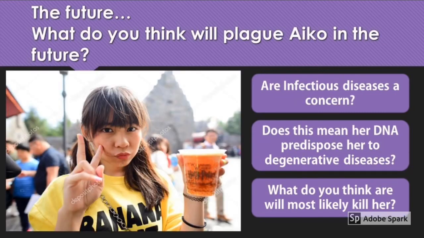Then once again, we will look at Aiko. What about Aiko? What will plague Aiko in her future? Look at her, she's drinking. Gosh, I think that's butterbeer, right? Are infectious diseases a big concern for her? Is she worried about having diarrhea and dying of diarrhea?